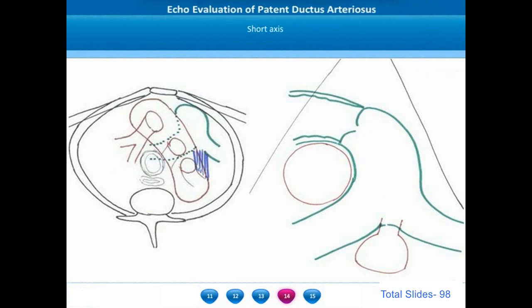So when we visualize the ductus in its short axis, we will be getting a picture similar to one shown on the right side. You can see the right ventricular outflow tract, the pulmonary valve, the main pulmonary artery, the pulmonary artery bifurcation, and the ductus inserting onto the posterior regions of the main pulmonary artery bifurcation. And you will see the descending thoracic aorta more posteriorly.